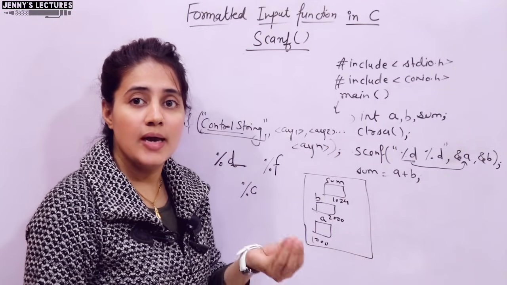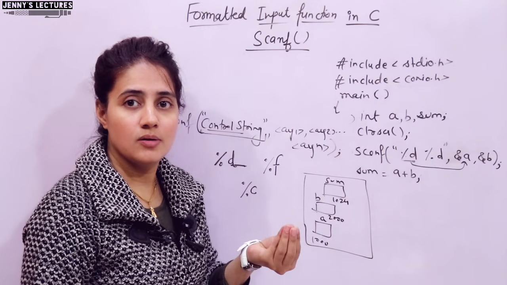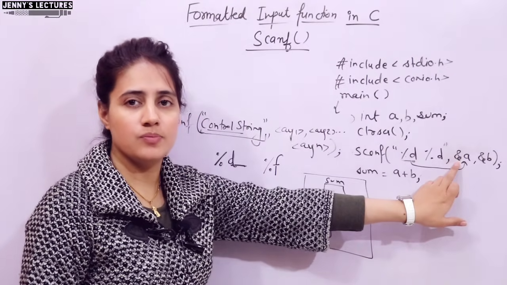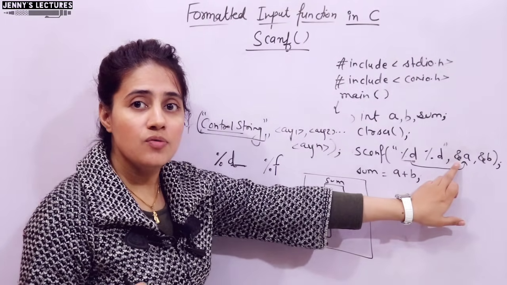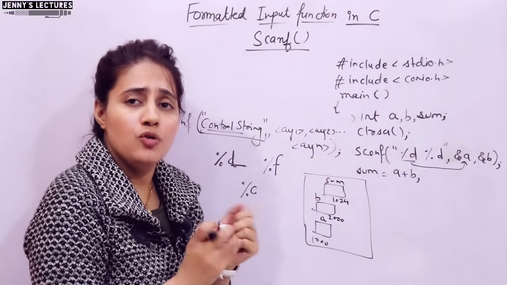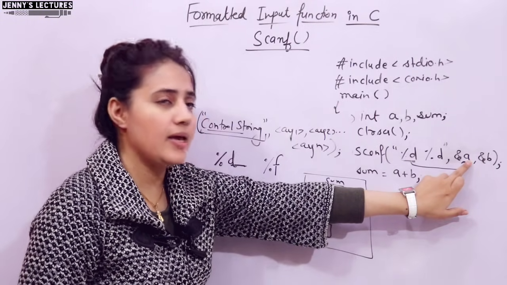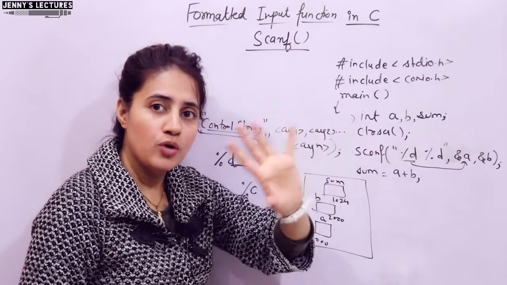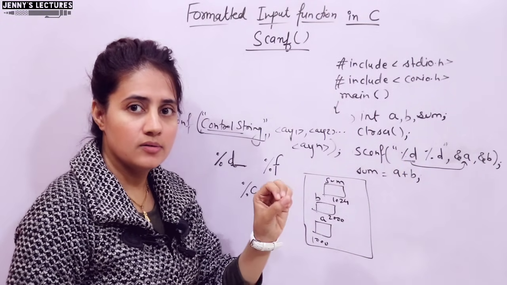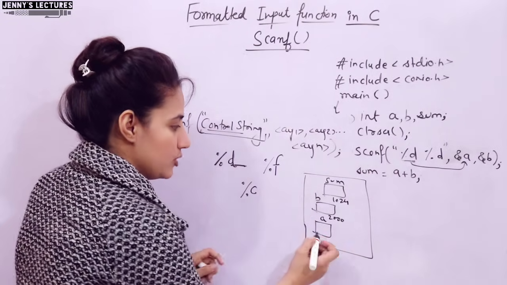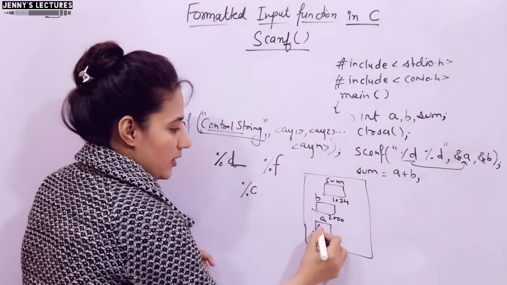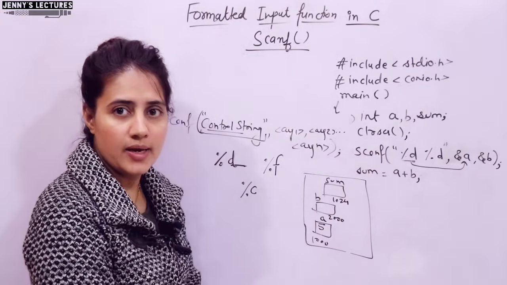You have to give the address, the location. That is why I am using the address-of operator. Address of which variable do you want to store in? I want to store in A. So whatever data you enter first when you run the program would be stored in A. Suppose I enter 5, so 5 would be stored here.